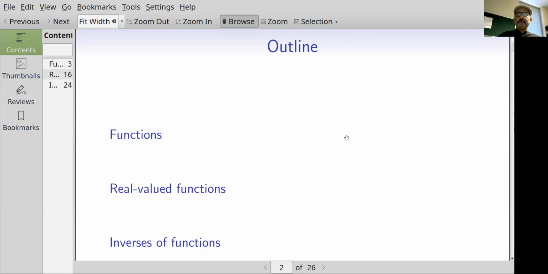So now that we've covered sets, we can move on to discussing functions. I'll discuss the general definition of a function, the real valued functions that we are interested in, and what we mean by the inverse of a function.